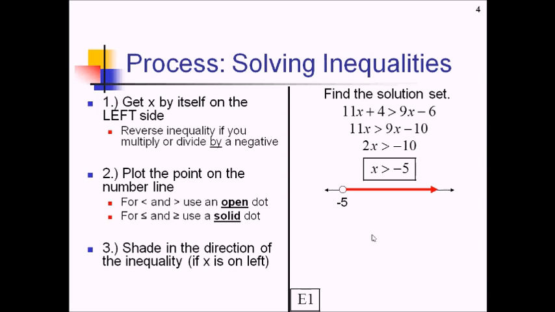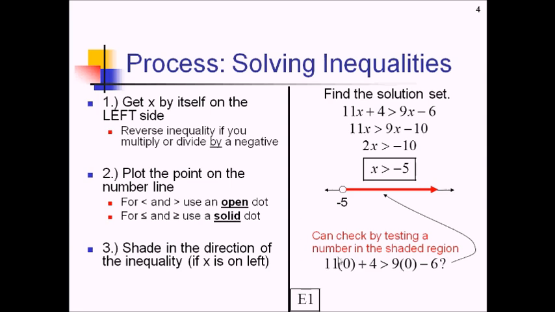But if maybe you don't trust the little get the x on the left and follow the arrow trick, you can actually check your answer by testing a number that's in the shaded region. So for example, 0 is over here somewhere. So if we plug 0 into the original inequality, it should make it come out true. So we can write 11 times 0 plus 4 greater than 9 times 0 minus 6 and see if that's actually true. This just zeroes out, so you have 4 greater than negative 6. That is true, so that proves that we actually did shade the correct side, and you can always test your answer.